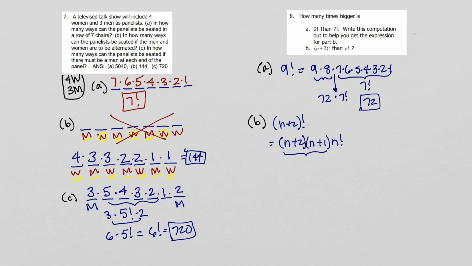So here we are. n plus 2 factorial is n plus 2 times n plus 1 times as big as n factorial. Or if you want to multiply it out, how about n squared plus 3n plus 2 times as big as n factorial.